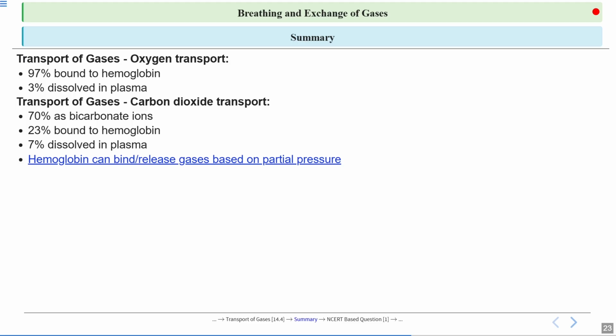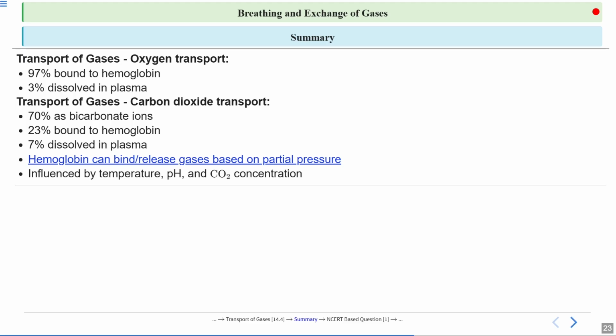Hemoglobin can bind or release gases based on the partial pressure. So whatever partial pressure we have discussed in the tabular form, it shows how the hemoglobin can bind or release the gases. It is influenced by the temperature, pH and concentration gradient of the carbon dioxide. Right? These are the things that affect the combining of hemoglobin with the gases.